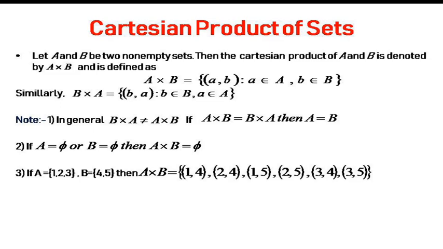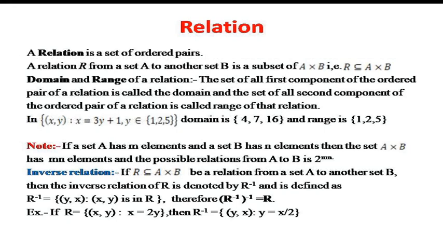So we have seen what the Cartesian product is, and how you can find the Cartesian product of two sets when the sets are known to us. Next topic is our relation. Relation is a set of all ordered pairs. If we say that R is a relation from A to B, then R should be a subset of A cross B.